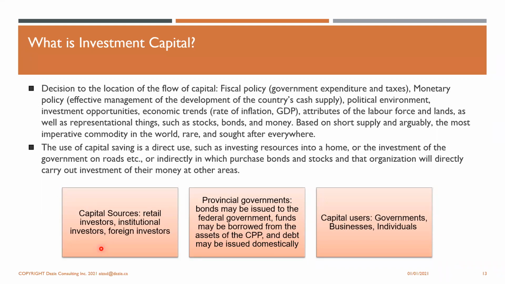And who uses the money? The governments and the businesses use the money. Government uses money for infrastructure, businesses use money for expansion and buying other companies, and individuals use the money also, right? So this is all about investment capital.